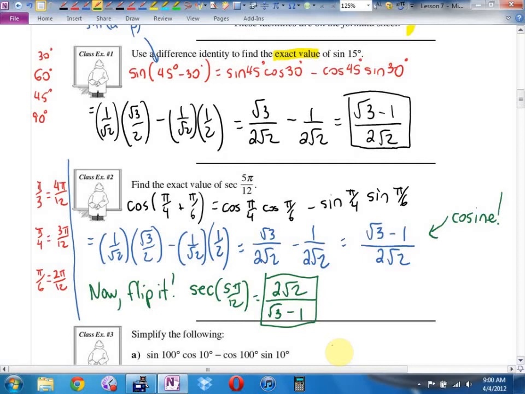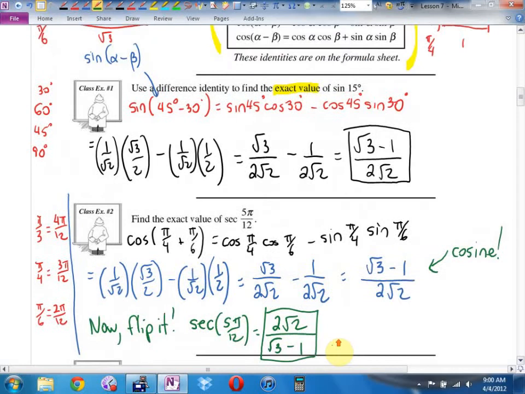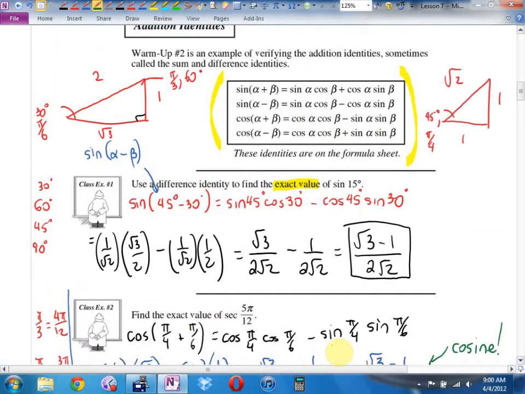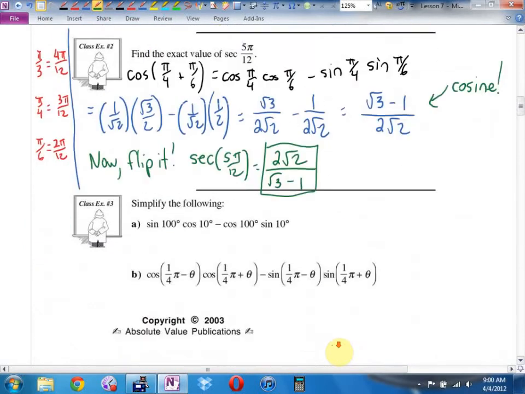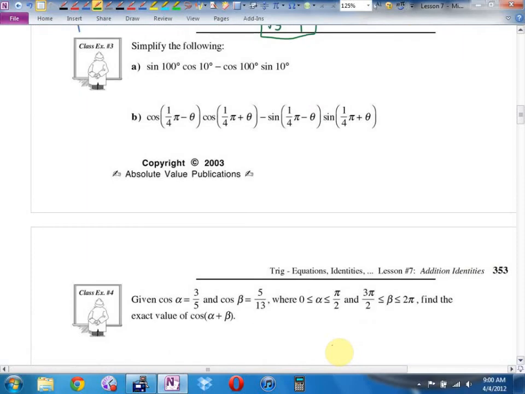Okay. So one of the things I can do with these addition identities, Sabrina, is get more exact values. Okay. Ooh, I can do something else as well. Example 3 says, simplify the following. Holly, can you read 3a to me, please? Nice and loud.